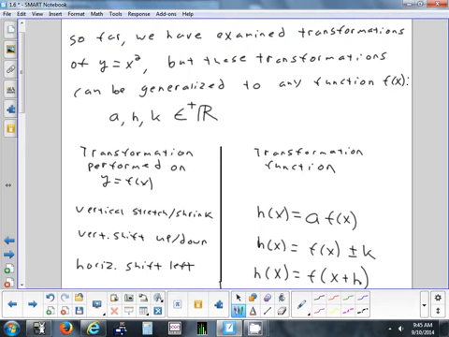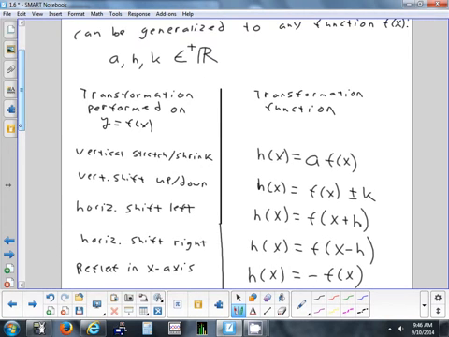Okay, so if you want to vertically stretch or shrink any function, you just stick a number in front of it. That's it. So if I wanted to take a function like this and vertically stretch it, just throw a number in front of it bigger than 1. If I throw in a number like 0.5, that would compress it. The next one is shifting up and down. If you take a function and you add or subtract a number on the end of it, that will shift your function up or down.